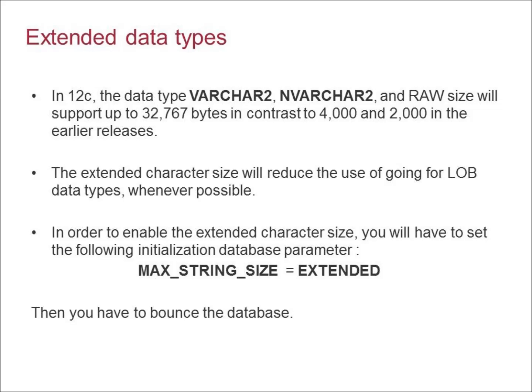New extended data type feature also with 12c. Currently, as we know in 11g, VARCHAR2, NVARCHAR2, and RAW only supported 4,000 characters, or 2,000 in earlier releases. But now with the 12c version, it can go up to 32,767 bytes. So essentially, the extended character size will reduce the use of LOB data types whenever possible.